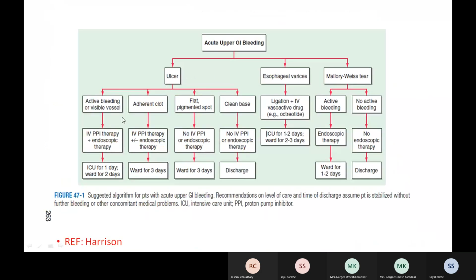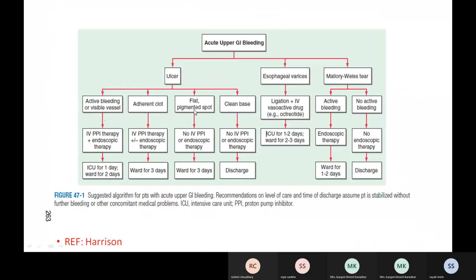If it is an ulcer with active bleeding and a visible vessel, they will give proton pump inhibitor therapy, and endoscopic therapy can be done. The patient will be admitted to the ICU for 1 day, and then can be moved to the ward for 2 days. If there is an adherent clot, then again the same PPI therapy with or without endoscopic therapy, and the patient will be admitted to the ward.